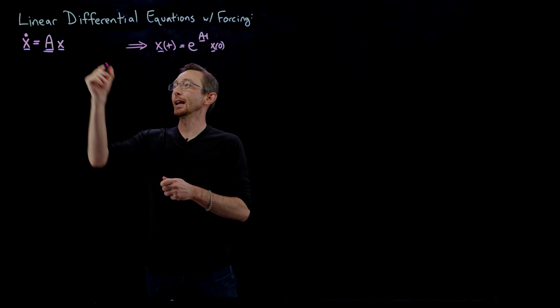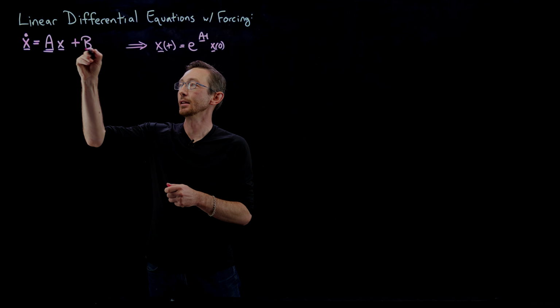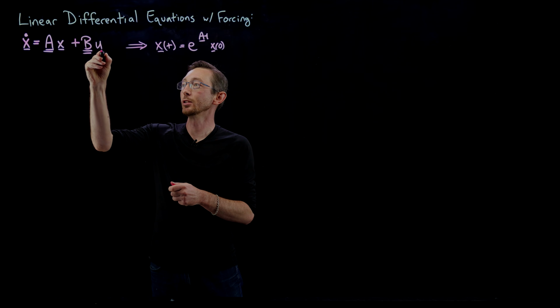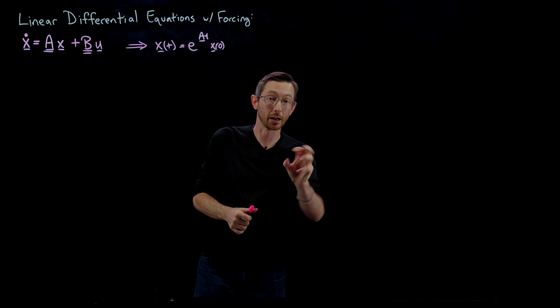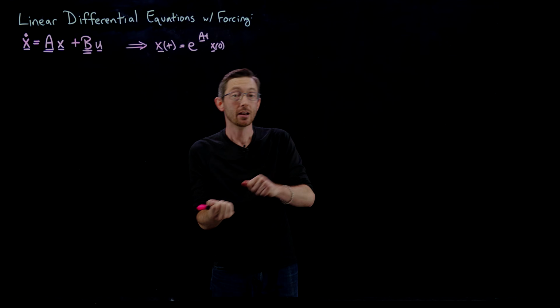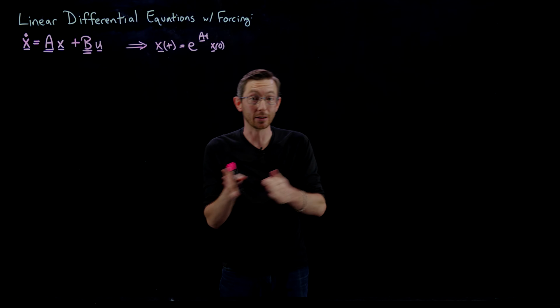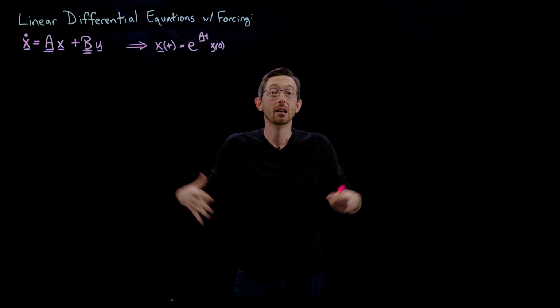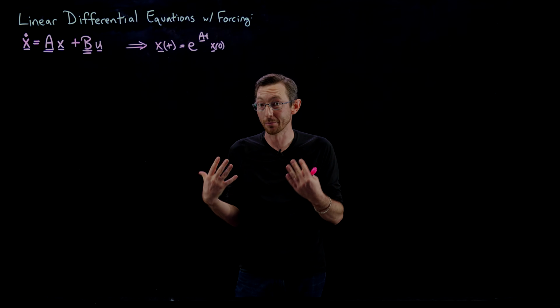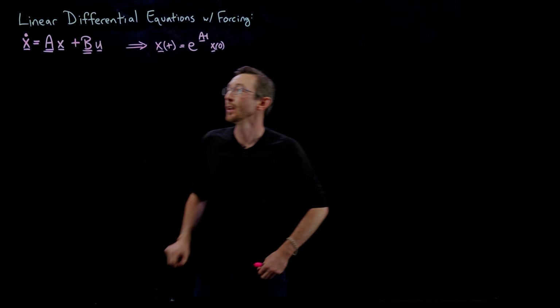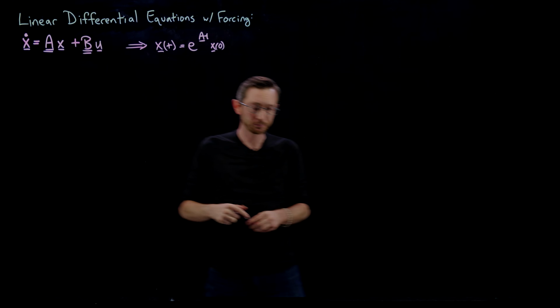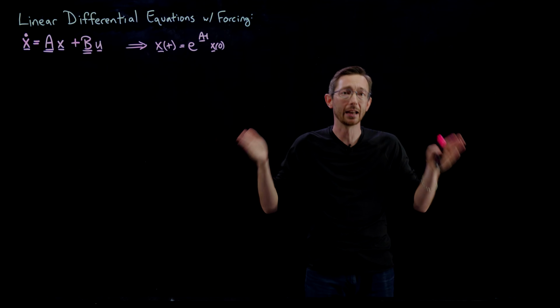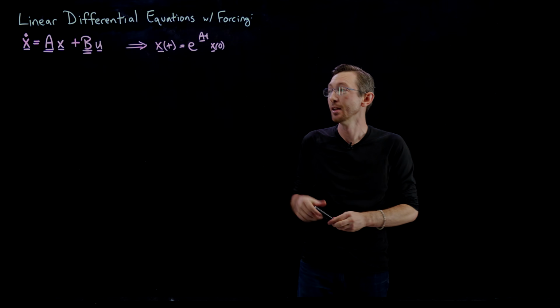But now what happens when I add plus B u, where u is some kind of external forcing or disturbance? I think of u as being a control input, some knob that I can change in time to manipulate or change the behavior of my system, maybe make it conform to some nominal engineering objective. How does the solution change when I have this plus Bu? That's what I'm going to derive today and probably over the next two or three lectures.